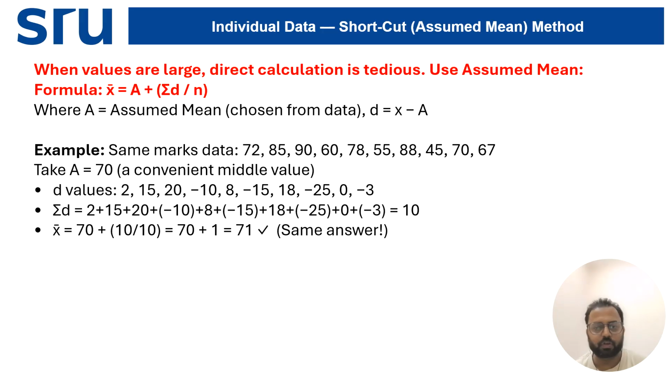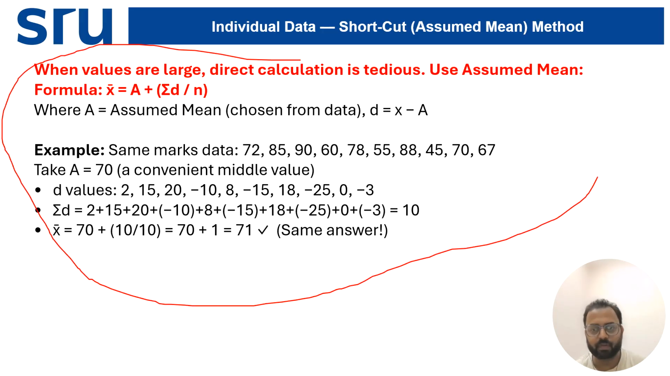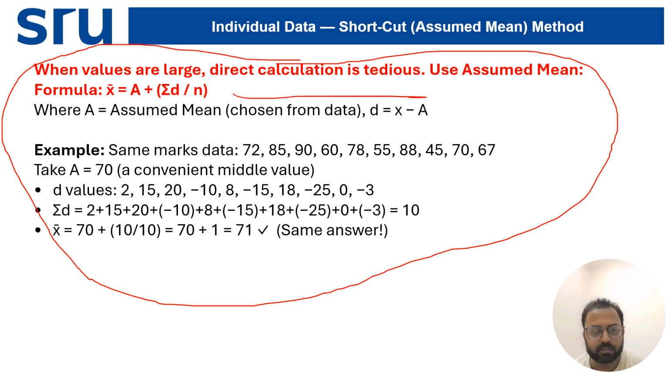So now come to the shortcut method of mean for individual data. We mostly use this method when the numbers are very large. In this method, first we assume a mean, and then we find the d value.